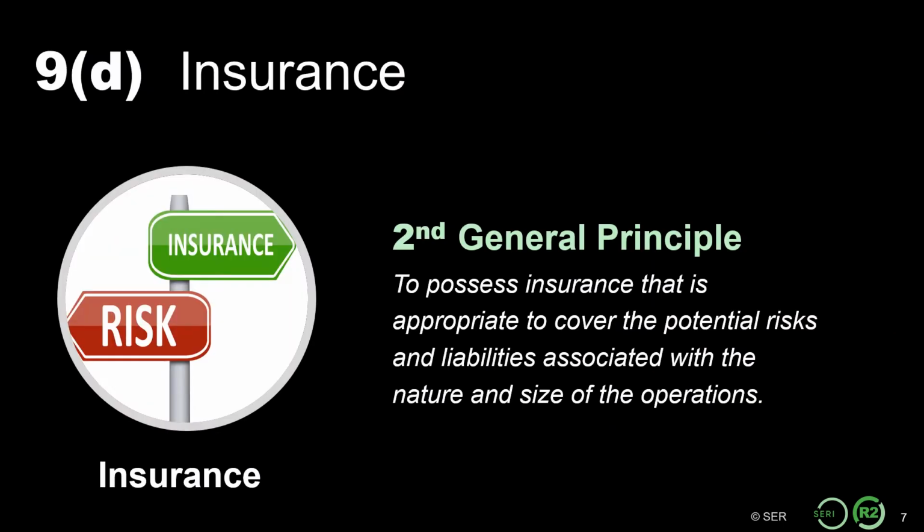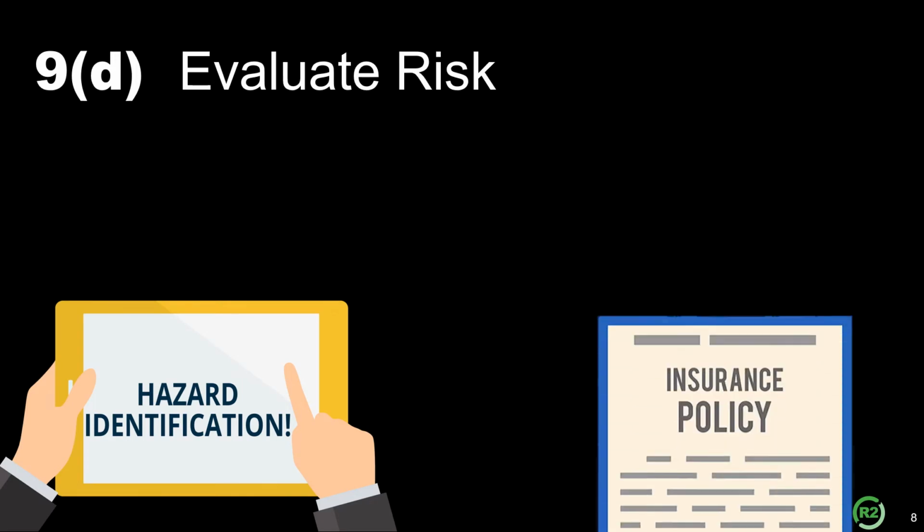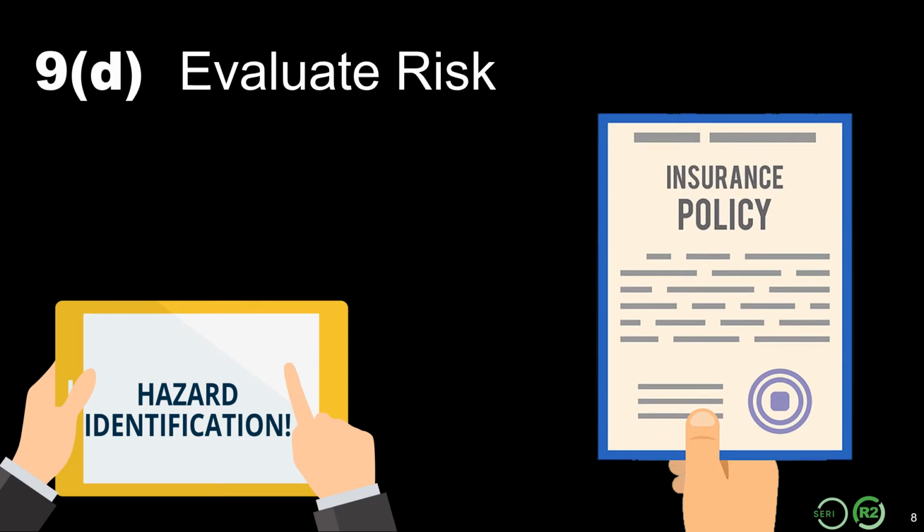The second general principle of Core 9 is for facilities to possess insurance that is appropriate to cover the potential risks and liabilities associated with the nature and size of the operations. A facility must evaluate the risks related to its operations and locations prior to attaining insurance or other funds to cover its potential liabilities. The intent of this evaluation is to determine the coverage required and demonstrate that it is appropriate based on the liabilities of the operations.